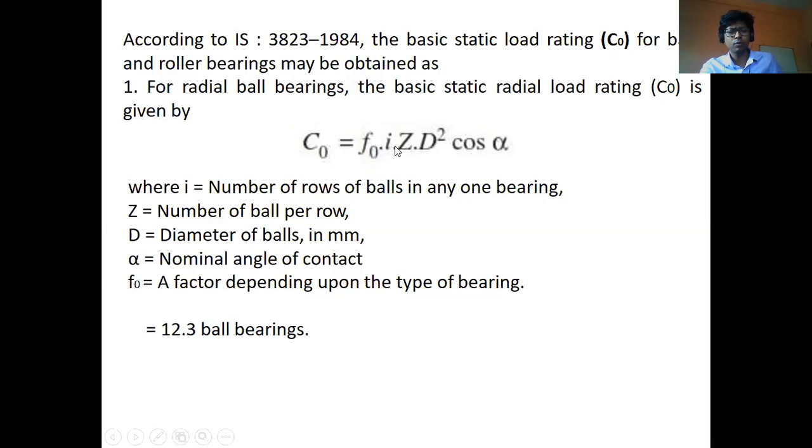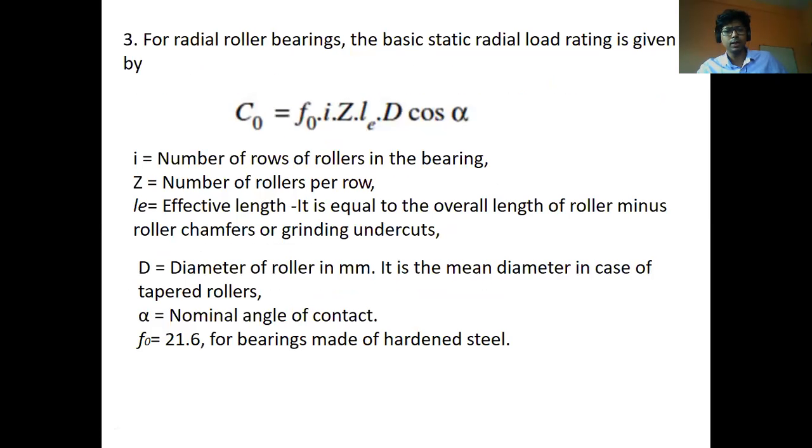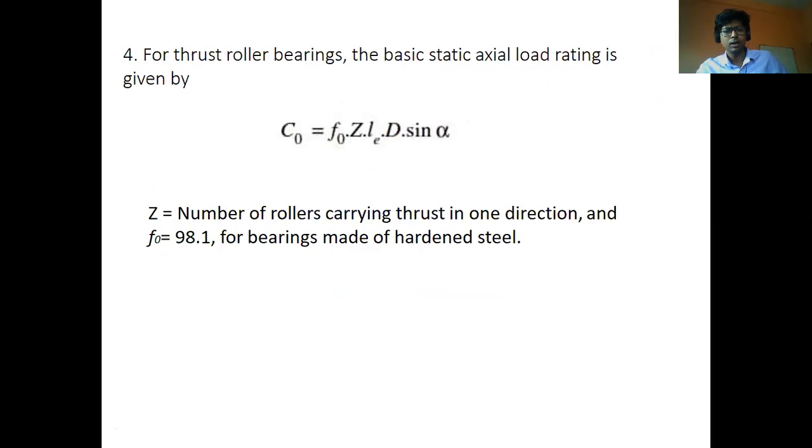Then i is the number of rows, whether it is a single-row or double-row ball bearing. Then Z is the number of balls per row. In a single row, how many balls are used? And d is the diameter of the ball. So depending on these things, the static load capacity rating will depend. Similarly for thrust bearings, roller contact bearings, and thrust roller contact bearings.